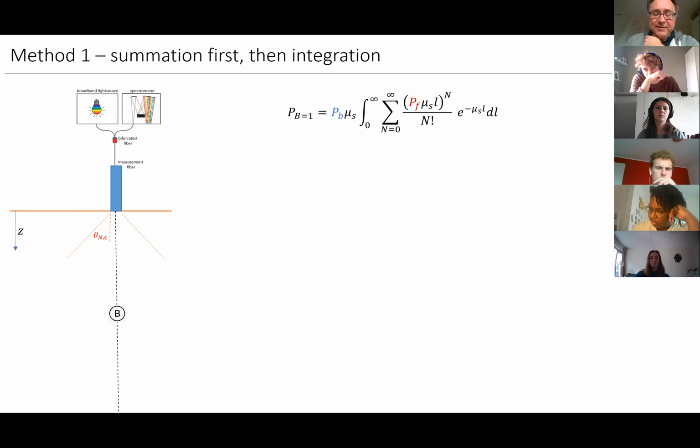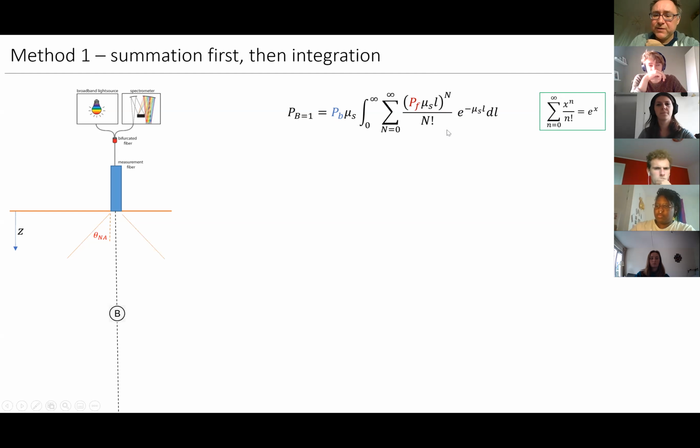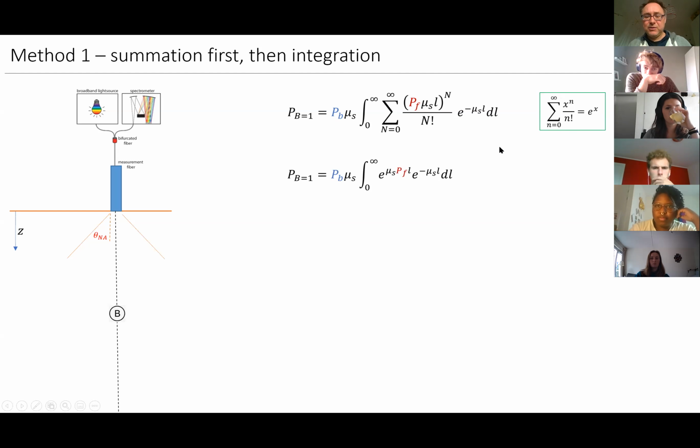So that means that we take the expression as it is, and if we take a close look at how this sum actually looks, we see that it has this kind of form, this kind of terms. So it's the form of x to the power n divided by n factorial. This is, I think, a geometric series, if I'm correct, and that evaluates to the exponential of x. So we can immediately substitute this sum term here with an exponential of this argument. So like this.